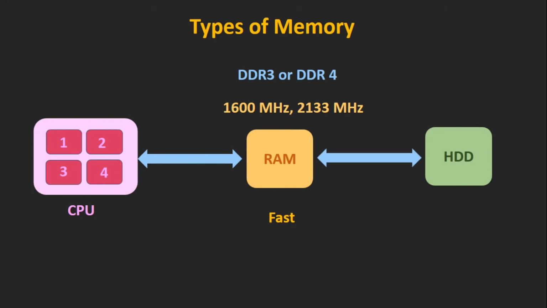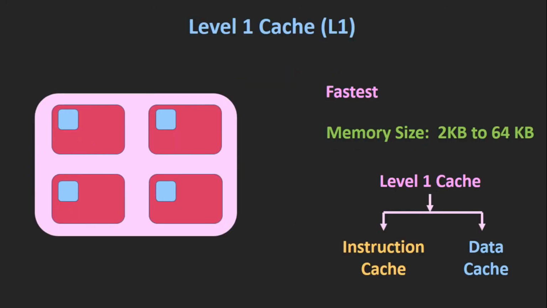Now let's see the different levels of cache memory. The first level of cache memory is known as level 1 cache or L1 cache. In the L1 cache, a tiny amount of memory is integrated inside the CPU itself, and all the cores inside the CPU have their own individual level 1 cache.